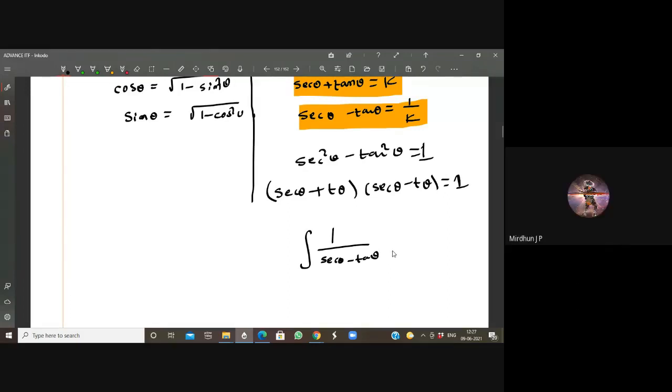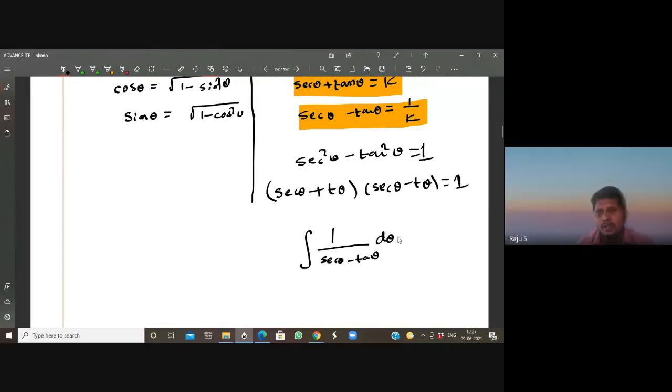Secant theta plus tan theta. Integral of secant theta plus tan theta. When you cross multiply, this becomes 1 by secant theta minus tan theta. It is too difficult to find directly, but we know that 1 by secant theta minus tan theta will be secant theta plus tan theta. Now it is easy. The integral of secant theta formula is there, the integral of tan theta formula is there, and you can directly substitute like that. Very important, right?